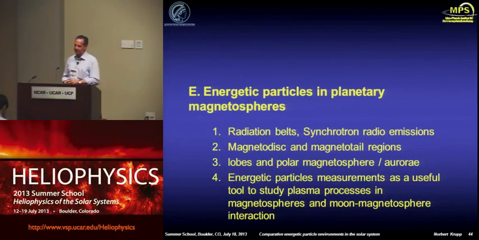I will briefly discuss the radiation belts and a little bit about synchrotron radiation, and then I'll show you what the energetic particles contribute in order to get an understanding of the global configuration and the magnetodynamics of the magnetotail in planetary magnetospheres. And especially the last point is something I want to address a little more time on, because I want to show you how the measurements can be used to identify and study plasma processes which you normally cannot directly measure easily in the magnetospheres.